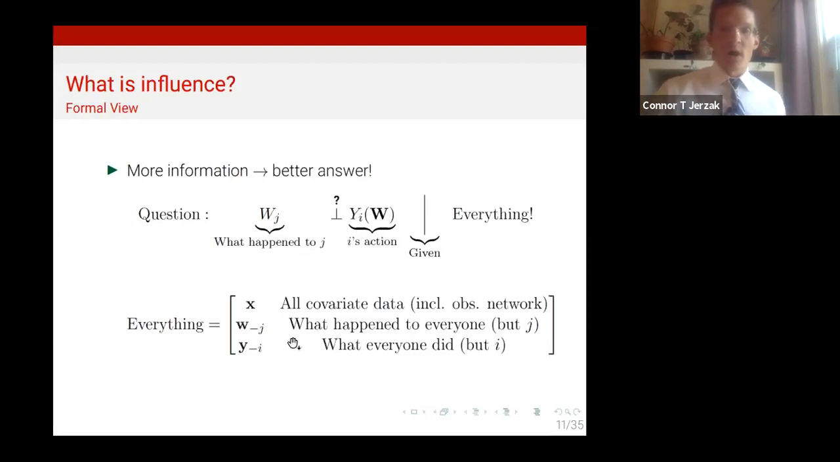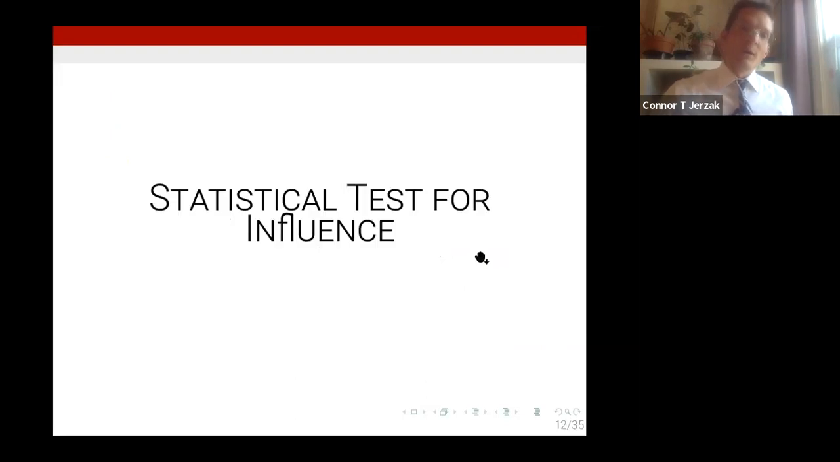We also would want to exploit other sorts of data about what happened to everyone but I in this independent variable W. And finally, we'd also like to use information as far as we can about what everyone but I did in this setting. So the intuition here is we're going to try to answer this question using all the information at our disposal. To answer this sort of question, we'll first think about how we can answer this in a rigorous way. What sort of statistical tests can we devise for answering that question that we've listed above?